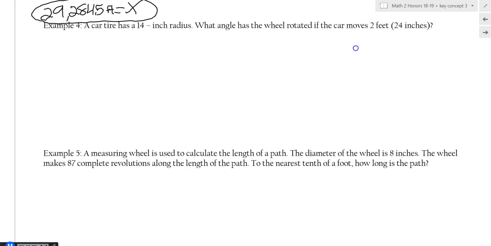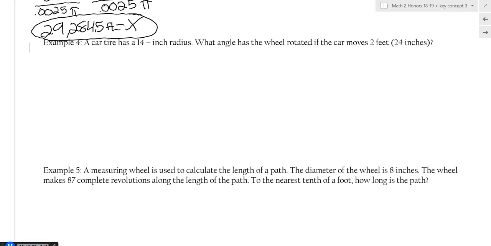All right. We have two example 4s. So again, example 4. So now we're looking at a car tire has a 14-inch radius. What angle has the wheel rotated if the car moves 2 feet? Okay. Well, as I move along, right, that 2 feet, I'm actually moving the wheel 2 feet this way, okay, because tires rotate.